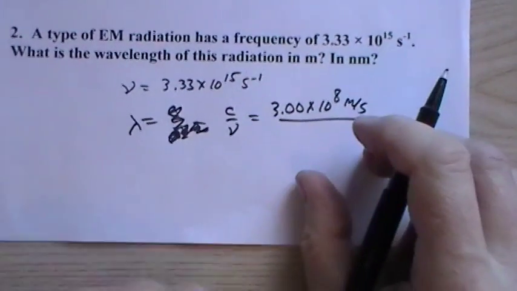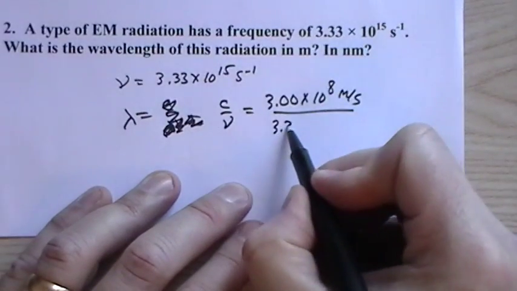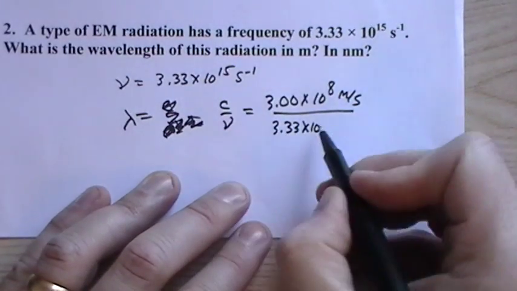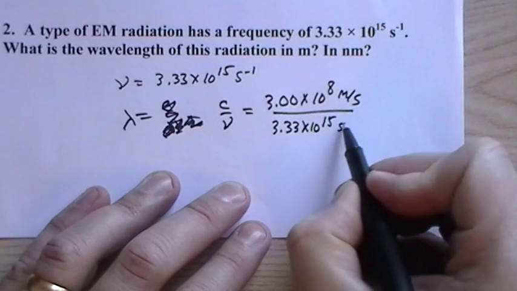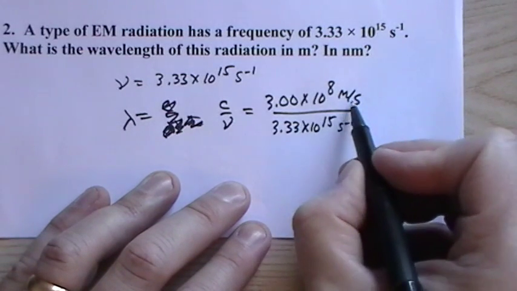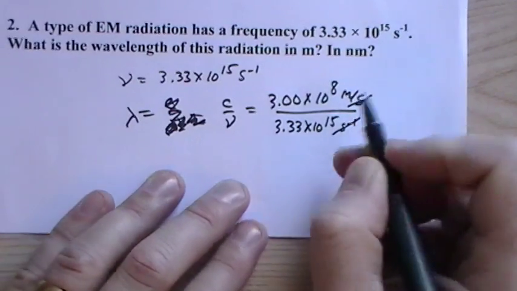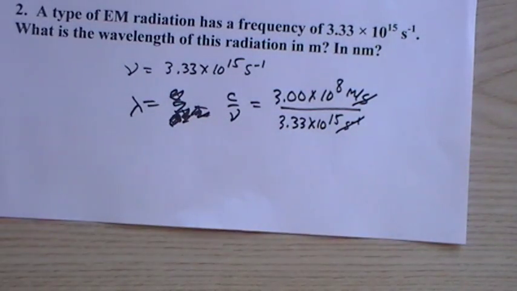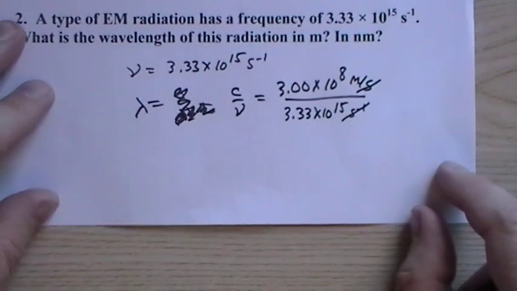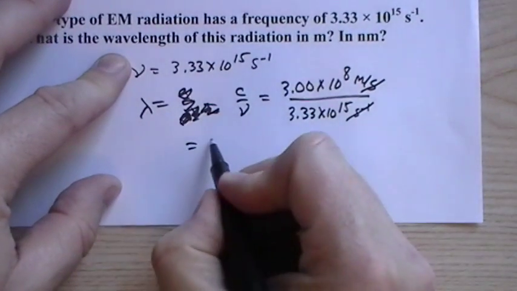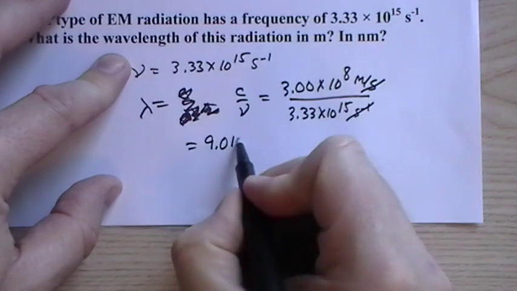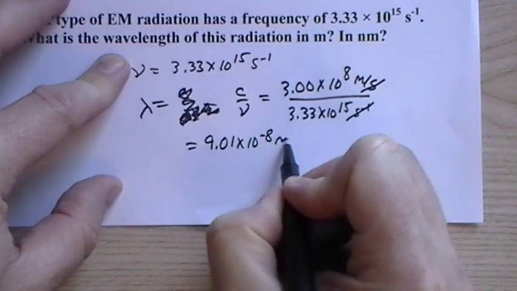You might say, are you sure you're in the right units? Well, let's check. Because we want wavelength, and that's going to be in meters. Now this is per seconds, or inverted seconds, on the bottom. So we end up with meters, so yes, we are in the proper units. If they weren't in the proper units, you'd have to make that change over. In this case it worked out. This is 9.01 times 10 to the minus 8 meters.